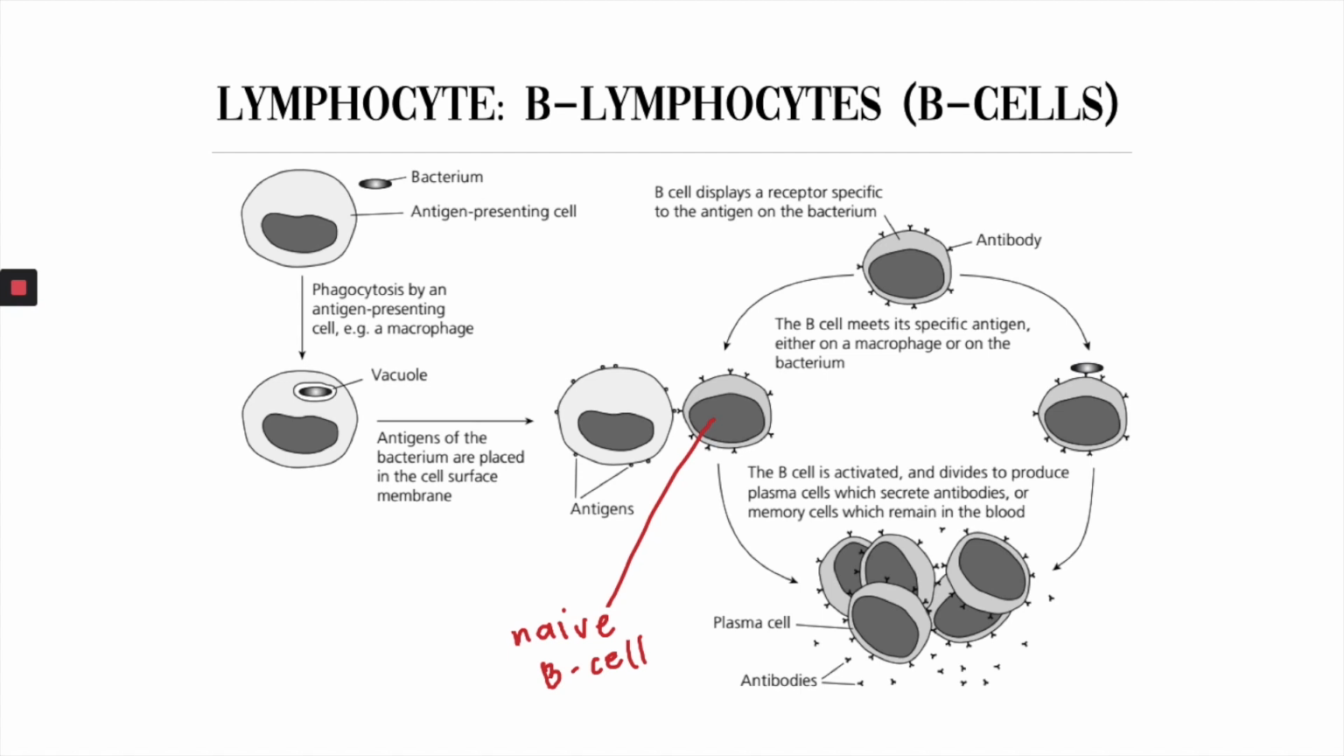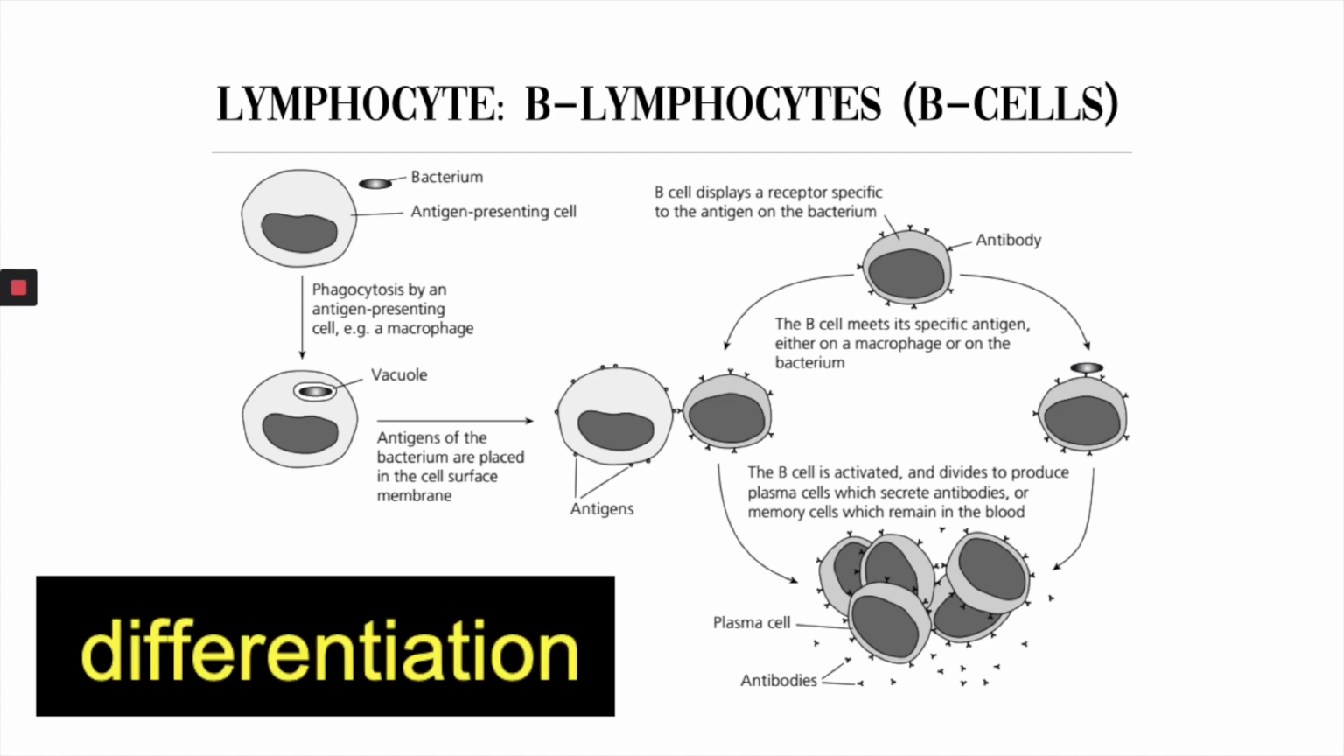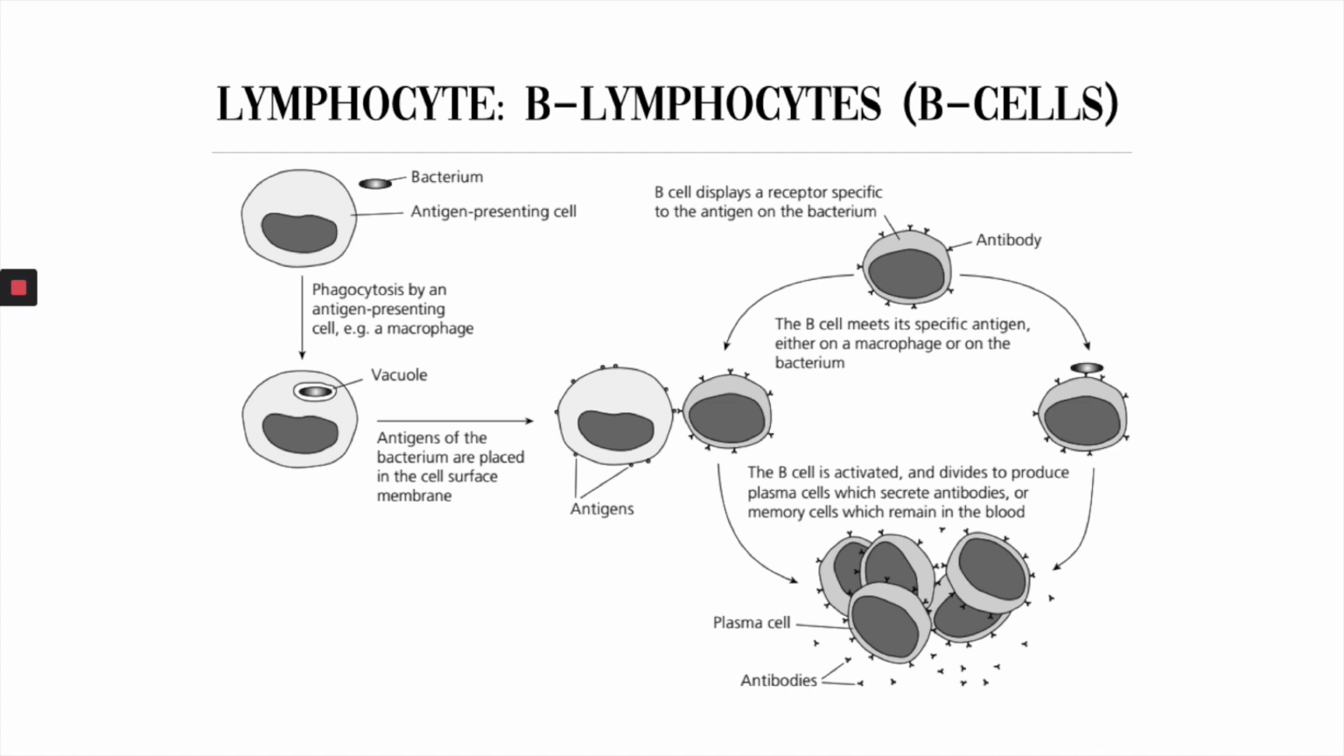The interaction between the cells that we have here leads to the activation of the B lymphocyte. As the B cell is now activated, it undergoes differentiation and can now produce plasma cells and memory cells, as you could see in the arrow going down. Plasma cells are important as they have the ability to create antibodies.